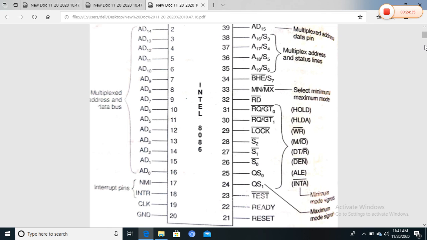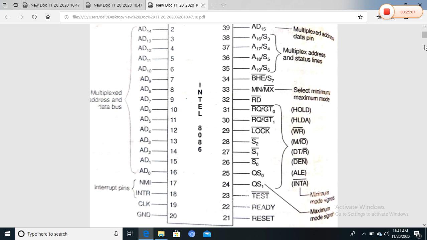So these status lines reflect the type of operation being carried out by the processor. Next pin, LOCK bar. The LOCK bar pin is pin 29. This is an output pin that prevents other system bus masters from gaining the system bus while the LOCK bar signal is low. LOCK bar is an active low signal.